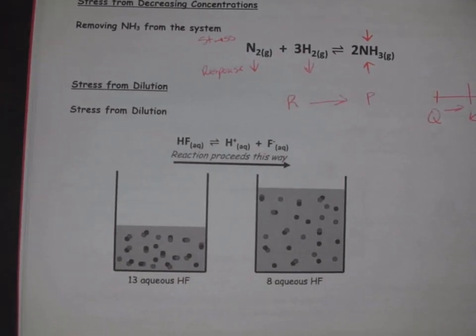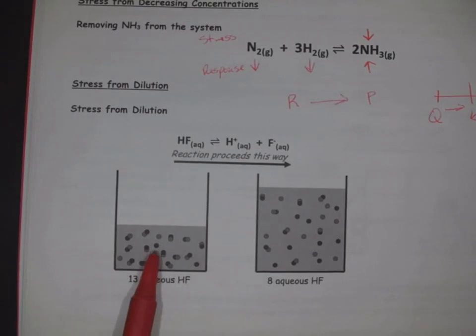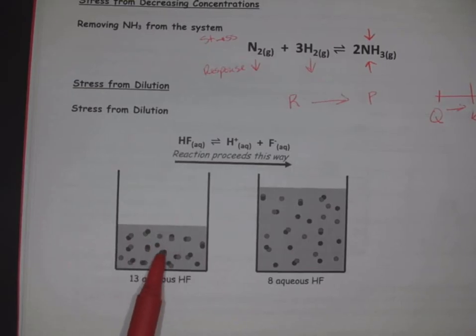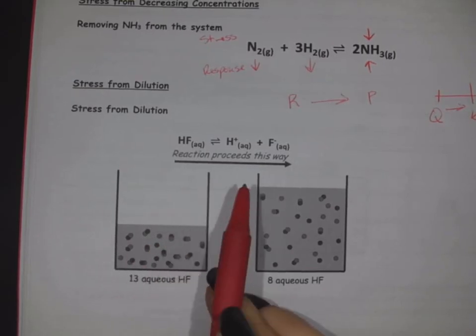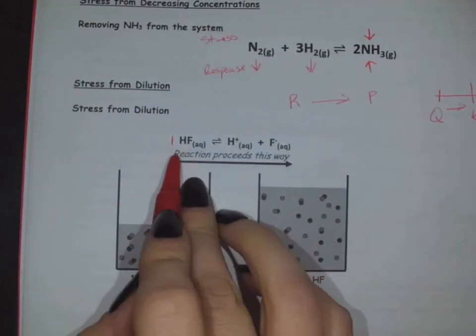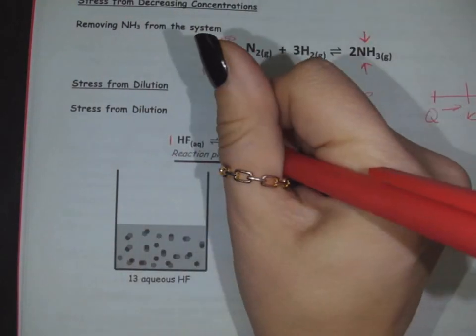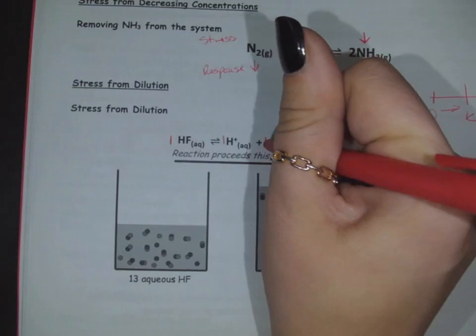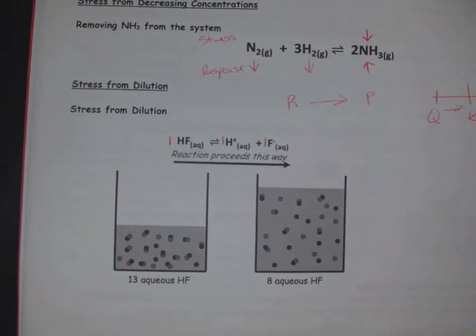Now, what if we dilute, okay? Meaning that I have this reaction happening, okay? And these are all aqueous. So I have 1 mole of aqueous items on the reactant side, and then in total, I have 2 moles of aqueous on the product side.